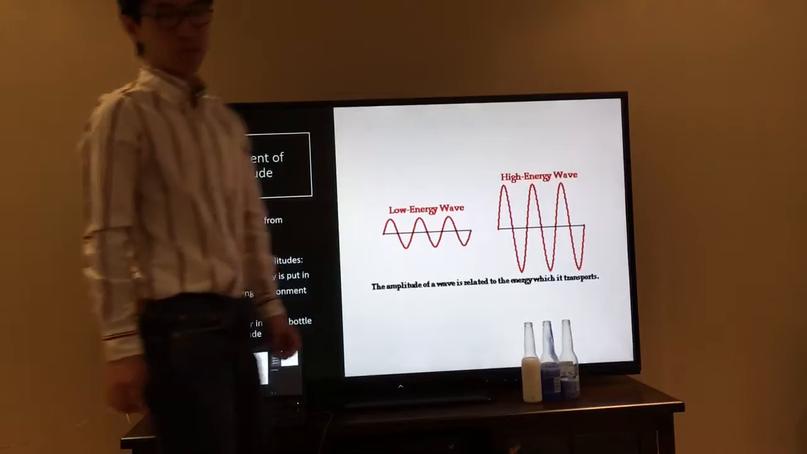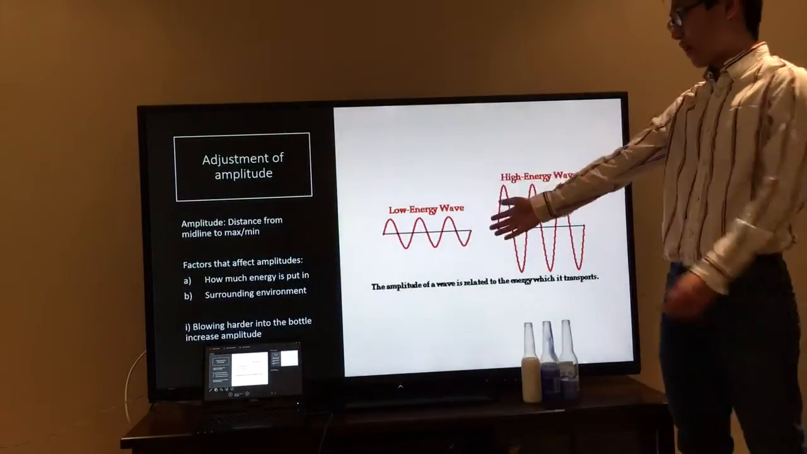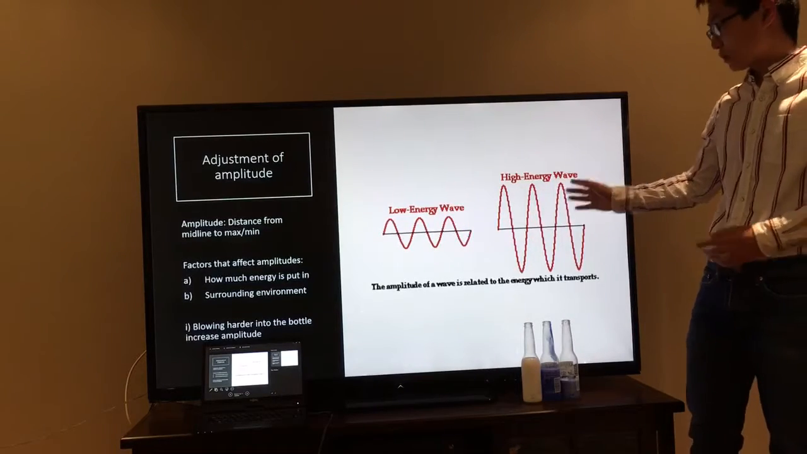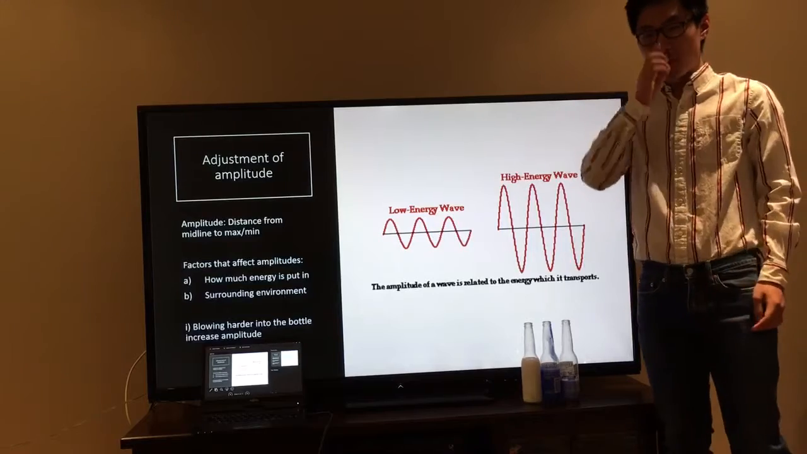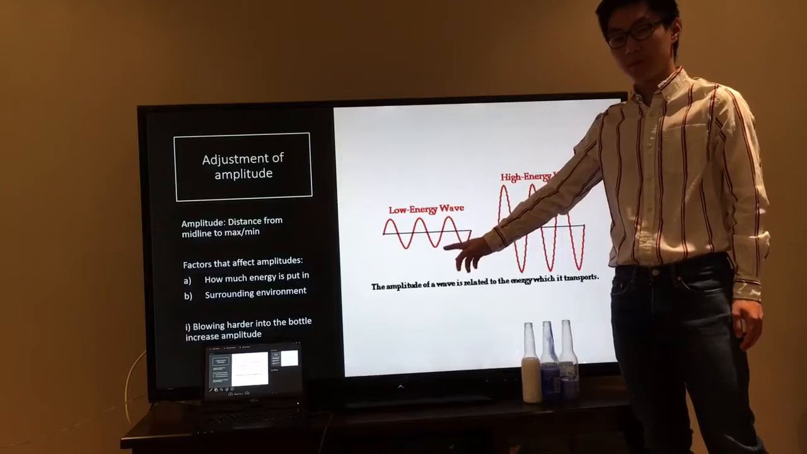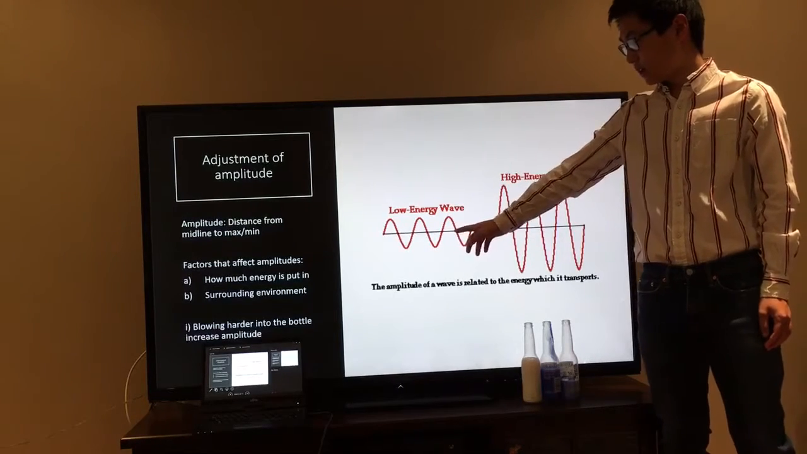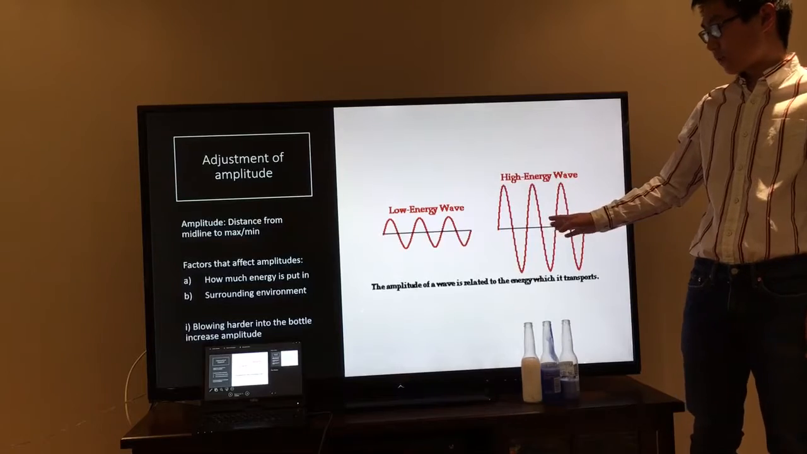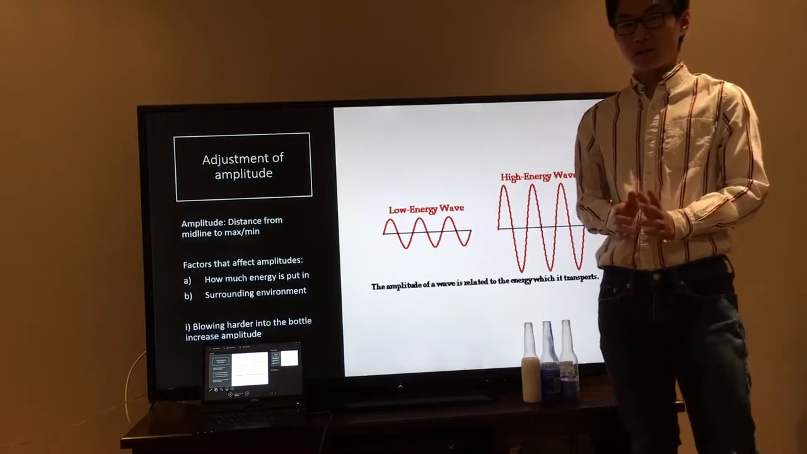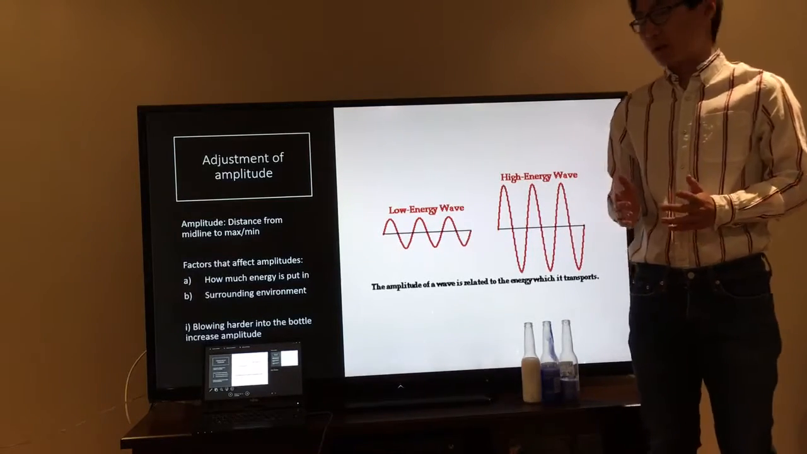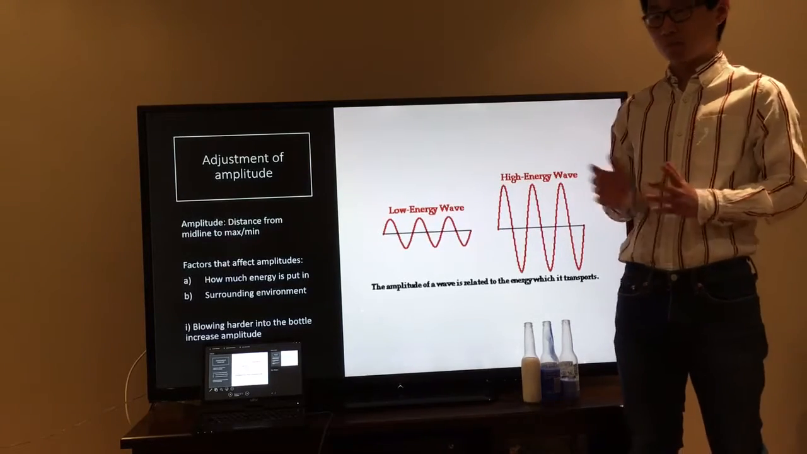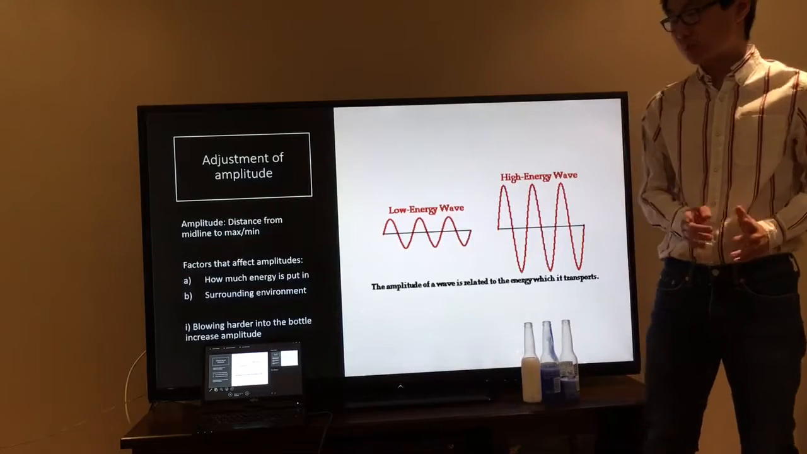Now, the adjustments of amplitude. As you can see, there are 2 graphs here. The one on the left shows the low energy graph, and the one on the right shows the high energy graph. We know that amplitude is measured by the distance from the midline to its maximum or its minimum point. We can see that the distance here is much less than the distance we see from here, and that's how the difference is made. Right off the bat, we know how much energy is put into the bottle indicates how much the amplitude is going to change by. More energy means you blow harder into the bottle, less energy means you blow softly.